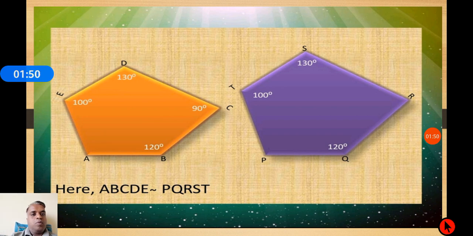Here two polygons are there. One is ABCDE, another is big. D is 130, S is 130, E is 100, T is 100, C is 90 and R is 90, B is 120 and Q is 120. Here ABCDE and PQRST are the two polygons.